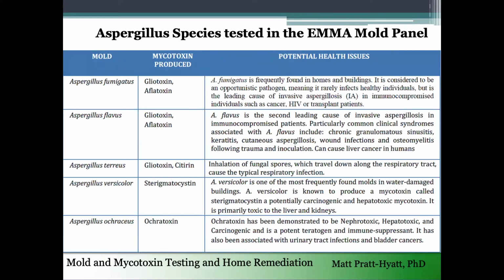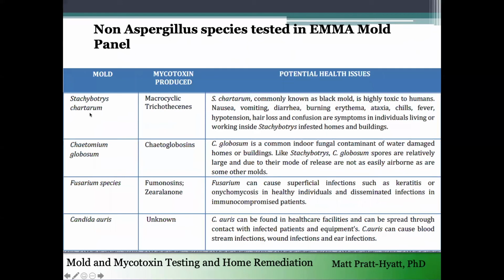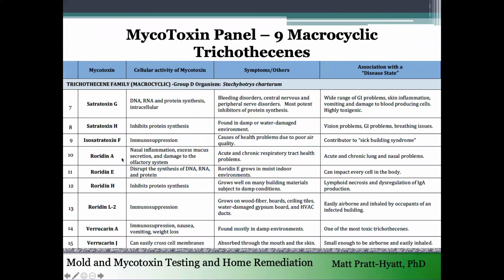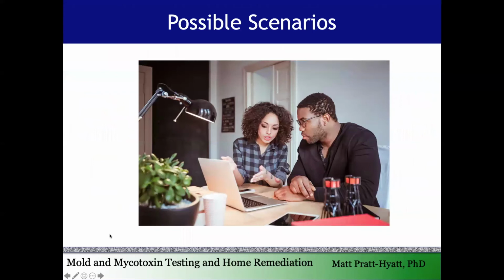These are some of the molds you're looking for: Aspergillus, multiple different species of Aspergillus, which will produce multiple different mycotoxins. Then you're looking for Stachybotrys, Chaetomium, Fusarium, Candida. Then on the mycotoxin panel, you're looking at 15 different mycotoxins. You've got your aflatoxin, ochratoxin, gliotoxin, sterigmatocystin, roridins, verrucarins.